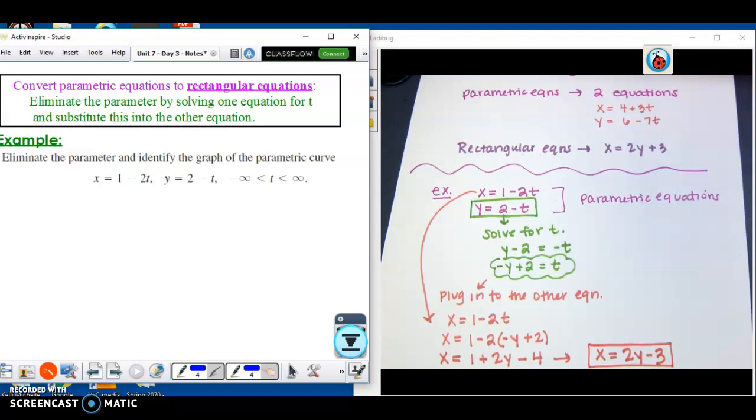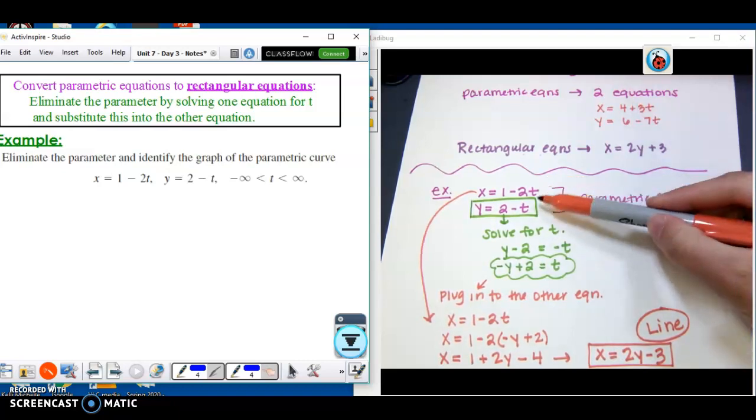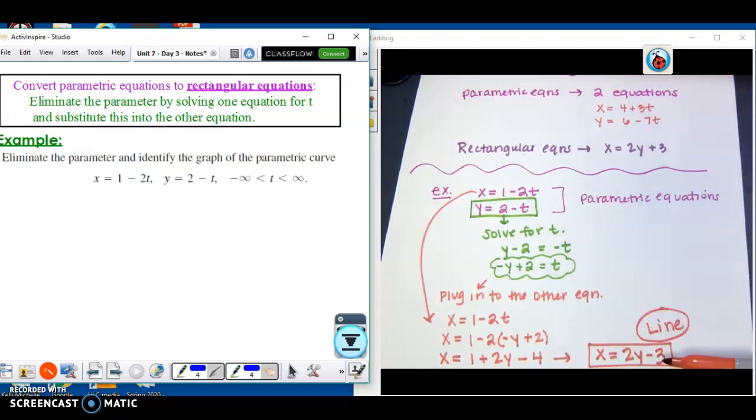If you want to solve it for y, you can. But because this is just x and just y, when it asks you to identify the graph, this is just going to be a line. Because it's just x and y, there's no squared, so it can't be a quadratic, so it's just going to be a line. So these are my parametric equations that represent this rectangular equation that we found here.